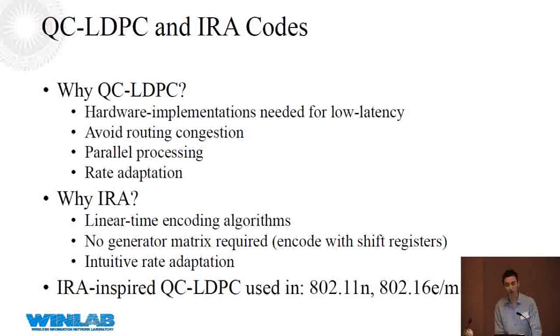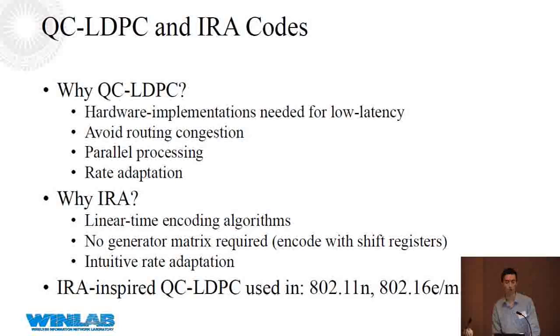IRA codes are mostly used in standards because they are linear time to encode, as opposed to generalized LDPC codes, which take quadratic time. They also don't require a generator matrix when facilitating these encoding algorithms. You can just use shift registers. And the rate adaptation of these codes is a lot more intuitive than with more general LDPC codes.